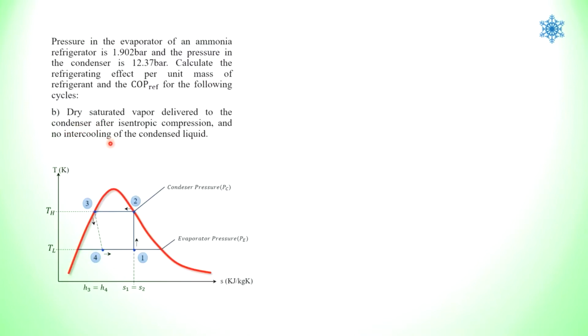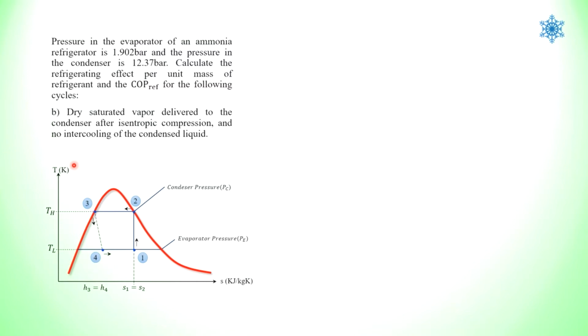We are looking at the same question, so later on you can do a comparison between A, B, C, and D type of vapor compression cycle. Okay, so part B, they say dry saturated vapor delivered to the condenser after isentropic compression in the compressor and no intercooling of the condensed liquid. Okay, we will come into this in the last part.